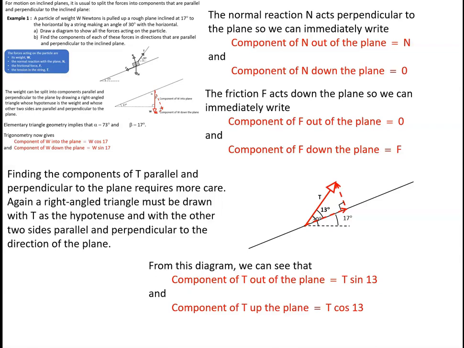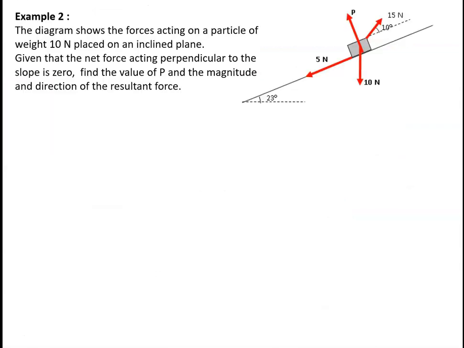Now we'll look at a second example. The diagram shows the forces acting on a particle of weight 10 newtons placed on an inclined plane. We're told that the total force, or the net force, acting perpendicular to the slope is 0. And what we've got to do is find the value of the force P, and find the magnitude and direction of the resultant force.